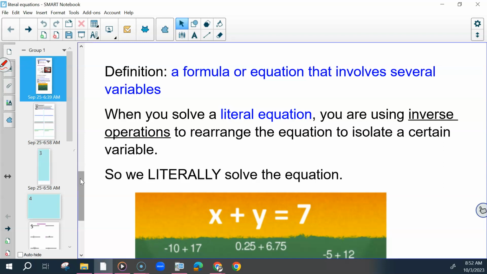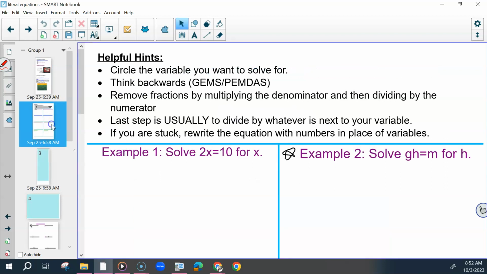It's weird. Your answer is going to be just a bunch of letters rearranged for whatever we solve for. But that's our goal, to try and see if we can solve these literal equations by rearranging them to solve for different variables. So go on to the next page. And I want you to take a second and read through these helpful hints.